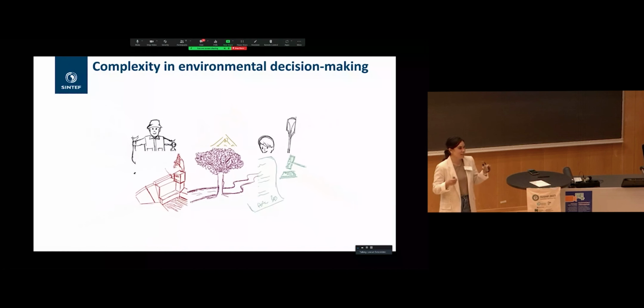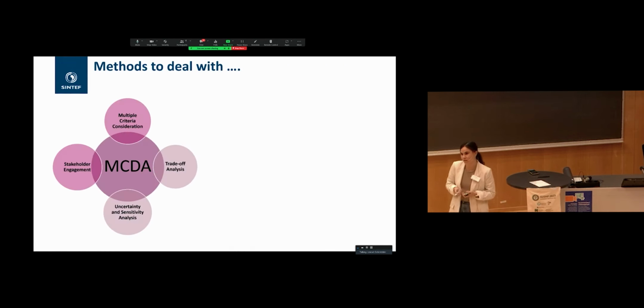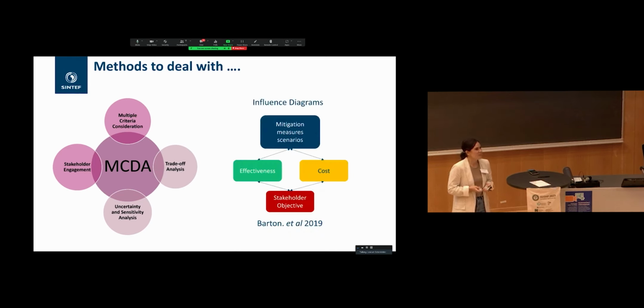So when we need to make a decision, it is not easy to do this and to find an agreement. Luckily, we have some methods or tools. In this case, I will talk about multi-criteria decision analysis methods. They are actually useful because you can integrate multiple criteria and include trade-offs. You can also have stakeholder engagement, and they include uncertainty and sensitivity analysis. More in detail, I will talk about the use of influence diagrams as one of these methods.